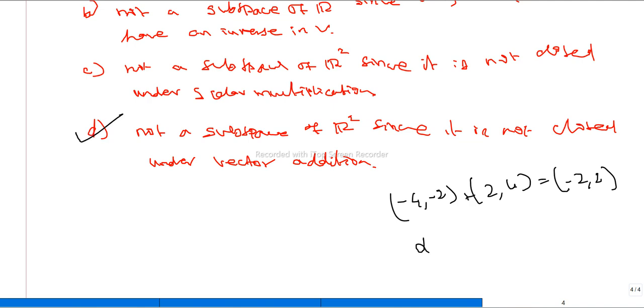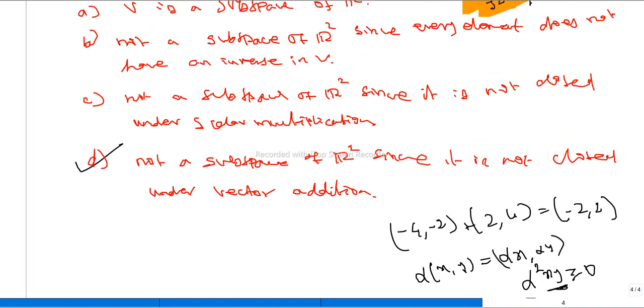That is the reason. But it's closed under multiplication. Why? Because suppose if you take some xy and multiply with alpha times xy, this is nothing but alpha x comma alpha y. If you take the product, alpha square xy, it is always greater than 0, because already we know that xy is greater than 0, alpha is anything. Therefore, it's not a subspace because it's not closed under vector addition. Yeah, correct. That is the correct answer.